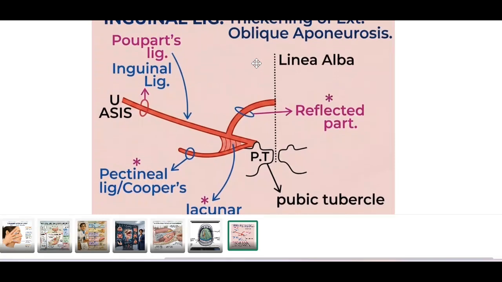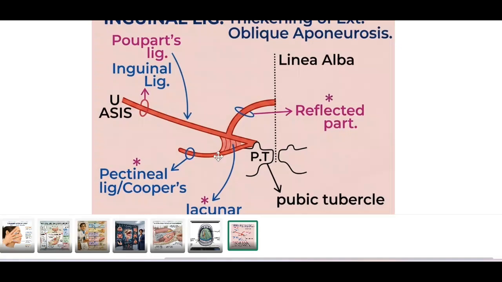Here you can visualize the inguinal ligament. So the inguinal ligament is the thickening of the external oblique aponeurosis fibers between the anterior superior iliac spine up to the pubic tubercle. These fibers of the aponeurosis are going to fold backward on themselves and form a thick ligament. That ligament is called the inguinal ligament, and that extends from the anterior superior iliac spine to the pubic tubercle. Those are the insertions of the external oblique aponeurosis. Okay, so the inguinal ligament is also called Poupart's ligament.